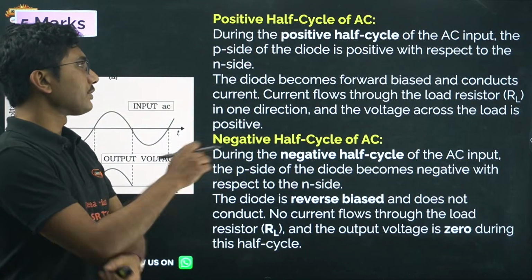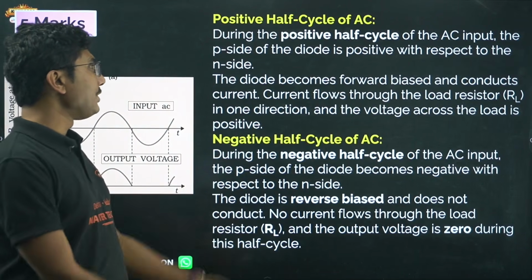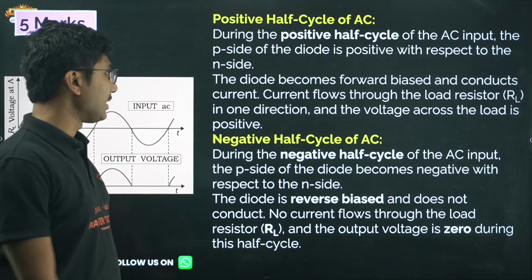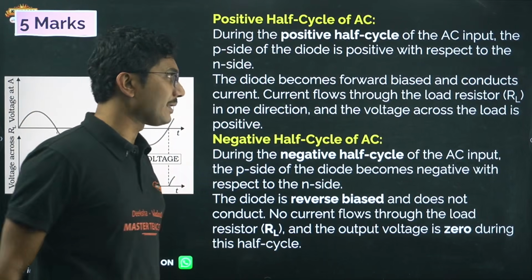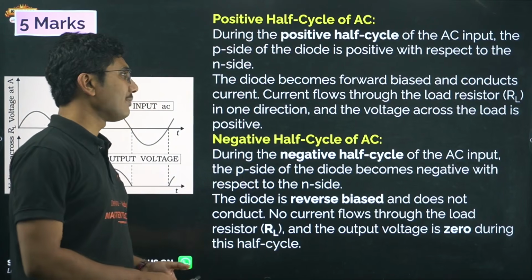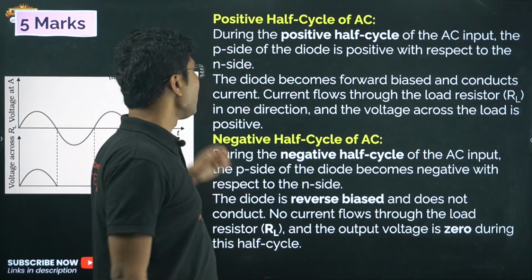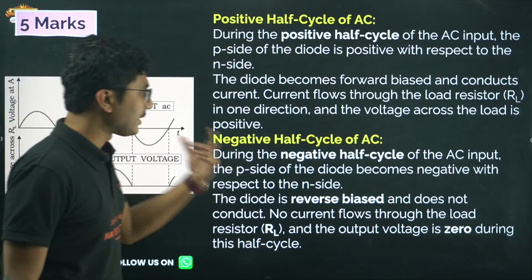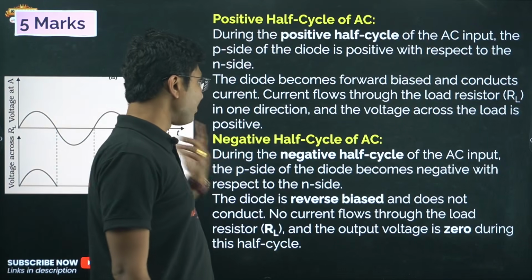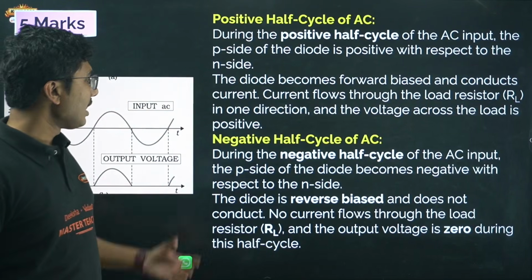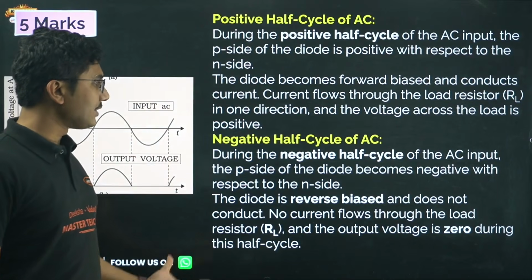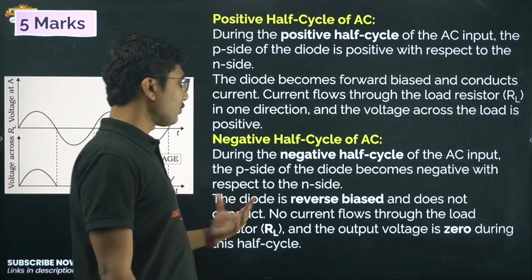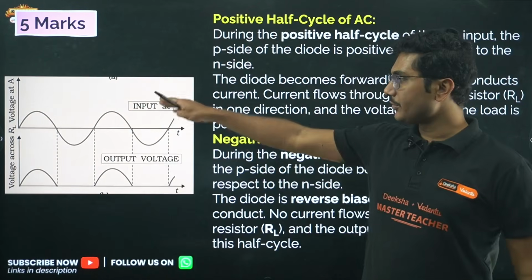During the positive half cycle of the AC input, the P side of the diode is positive with respect to the N side. The diode becomes forward biased and conducts current. Current flows through the load resistor in one direction and the voltage across the load is positive. During the negative half cycle of the AC input, the P side of the diode becomes negative with respect to the N side, the diode is reverse biased and does not conduct, so no current flows. So this is the input, this is the output.